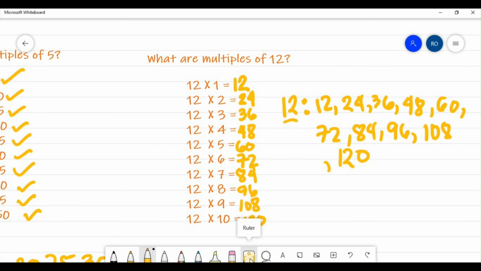If you want to get the first 20 multiples, then you have to multiply that number by 1 up to 20. If you want to get the first 50 multiples of that number, then you have to multiply that number by 1 up to 50.